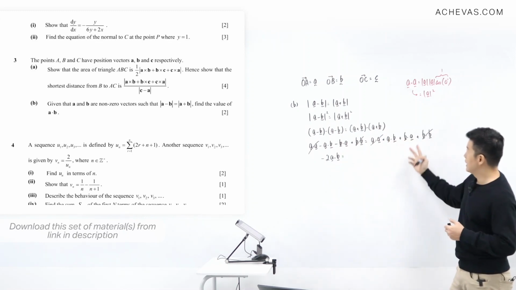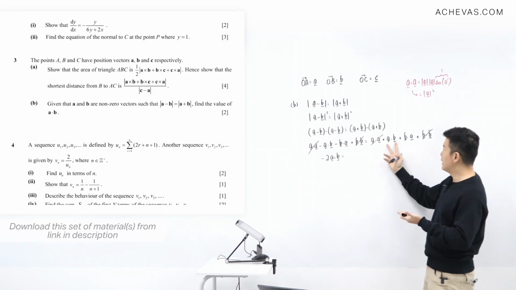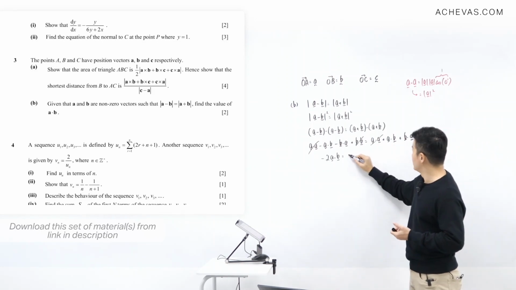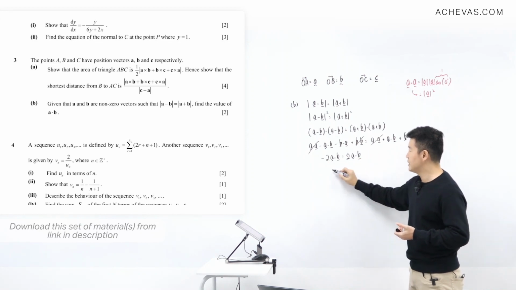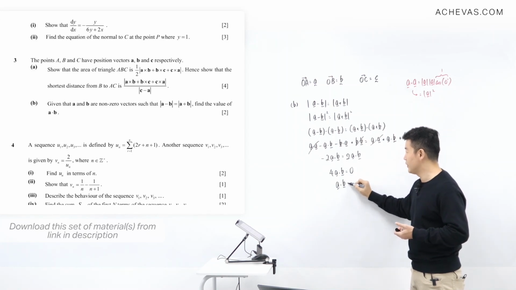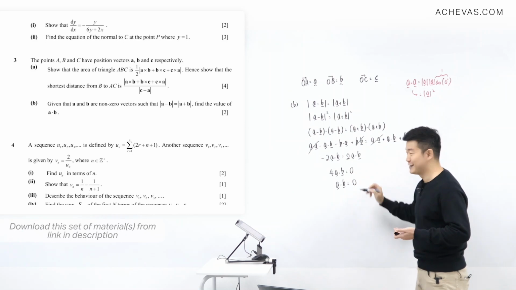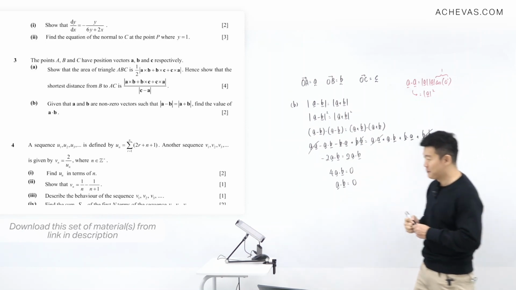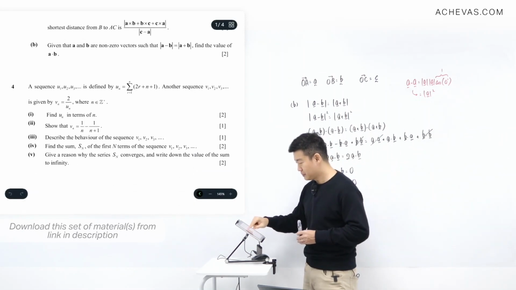For the right hand side, A dot B is equal to B dot A. So this is A dot B plus A dot B. On the right hand side, we have 2 times A dot B. Bring this over to the right hand side, we have 4 times A dot B equal to 0. So A dot B is equal to 0. This is part B. Let's take a look at the next one.